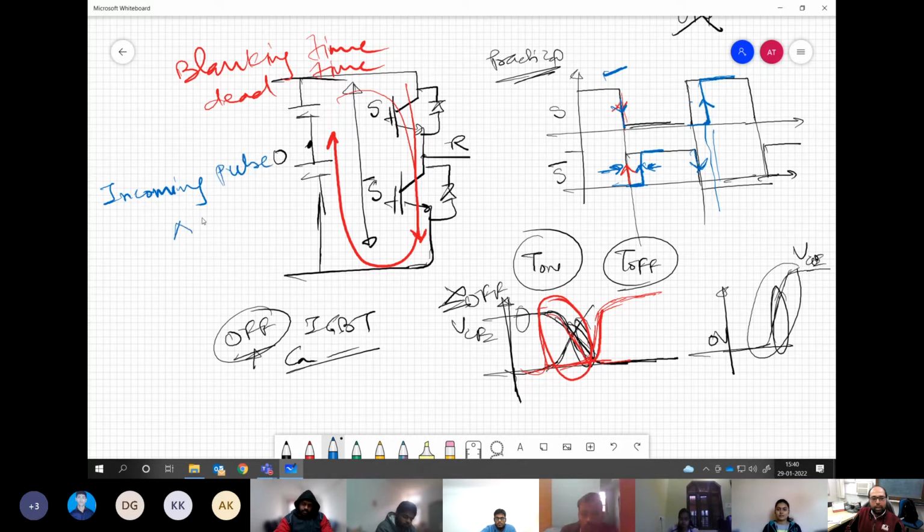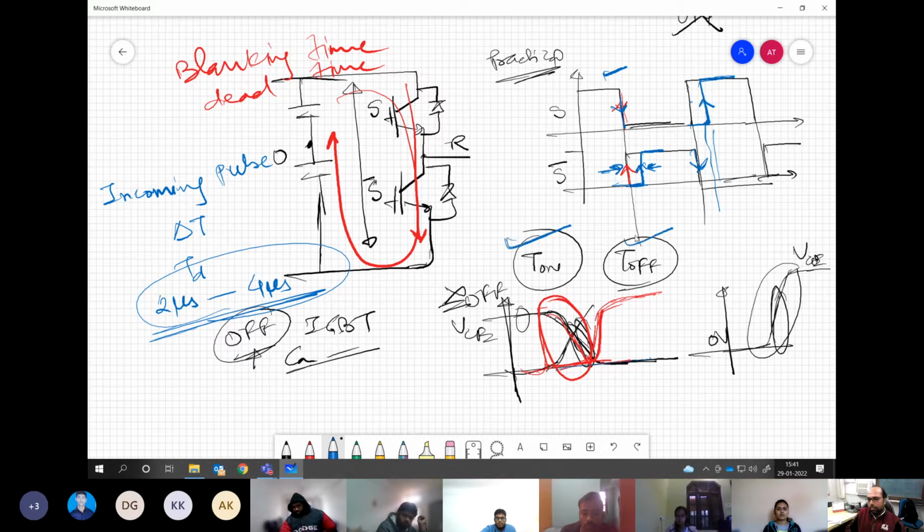Say some delta t or td or whatever you want to call it. And this is typically of the order of, say, 2 microseconds to 4 microseconds, based on the device. If the device is slow, that means it takes a lot of time to turn off, that means we need to give more dead time. So any data sheet if you pick up, they will definitely talk about these times: response time, delay time, turn off time, turn on time. These are the common terminologies written in the data sheet of the IGBT.